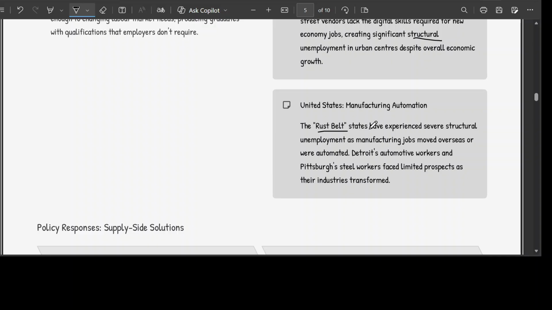Another example is the US and manufacturing automation. The Rust Belt states have experienced severe structural unemployment as manufacturing jobs moved overseas because of lower labor costs, or where things can be done through automation. Detroit's automotive workers and Pittsburgh steel workers have faced this.